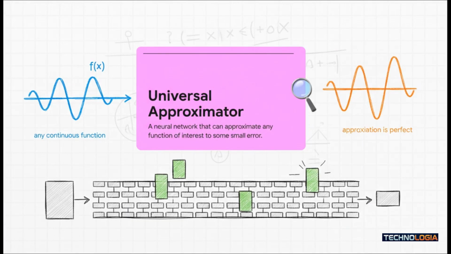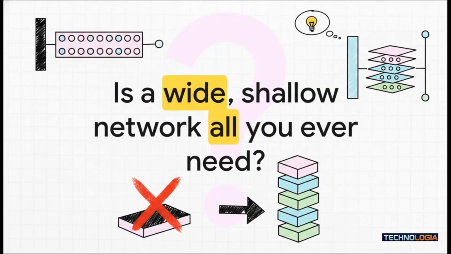And this leads us to something huge, a concept called the universal approximation theorem. What it says is that a neural network with just one hidden layer can, in theory, approximate any continuous function you can dream up. All you have to do is make that layer wide enough. You just keep adding more of those little rectangular blocks, more neurons, until your approximation is basically perfect. So, problem solved, right? Case closed. If a wide, shallow network can do literally anything, why are we even talking about deep learning?